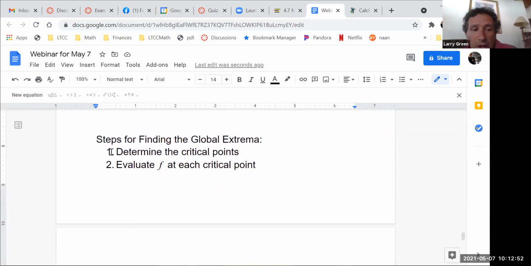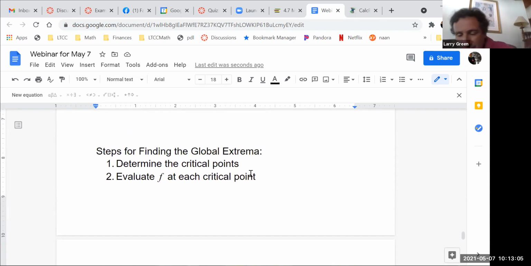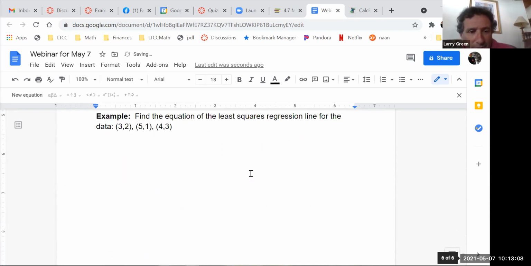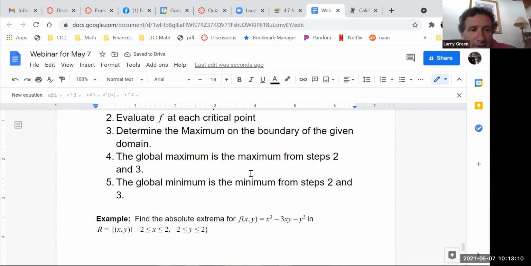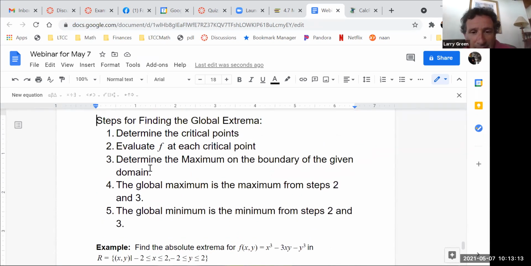So the nice thing for global extrema is it's step by step. Step 1, determine the critical points. Step 2, evaluate F at each of the critical points. Step 3 is determine the maximum on the boundary given the domain. Step 4 is the global maximum is the maximum from steps 2 and 3. And step 5 is global minimum is the minimum from steps 2 and 3. Notice you don't need to use the second derivative test.